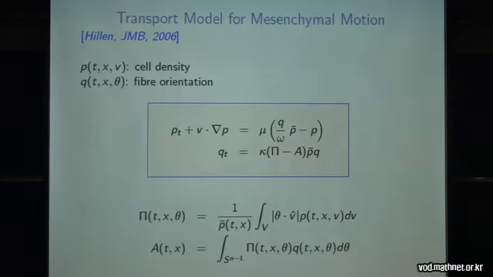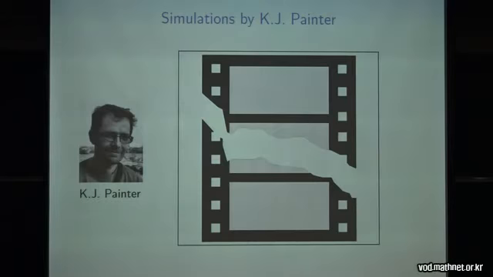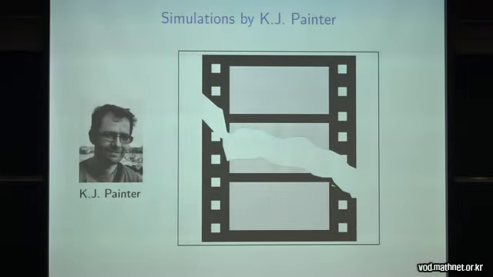So now we take this system here, put it in the computer, and see what it does. And of course, what we like to see is this kind of stream-like invasion of cancer cells. The simulation is done by Kevin Painter. You will see, first, just green, which means uniform distribution of cells and uniform distribution of fibers, but randomly. And then eventually structures will form on that.